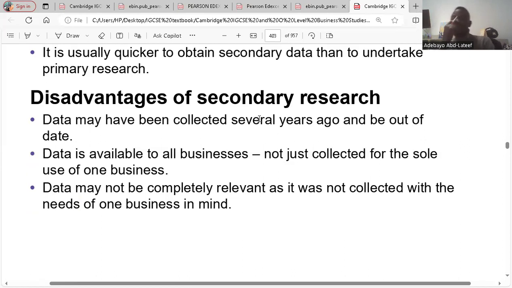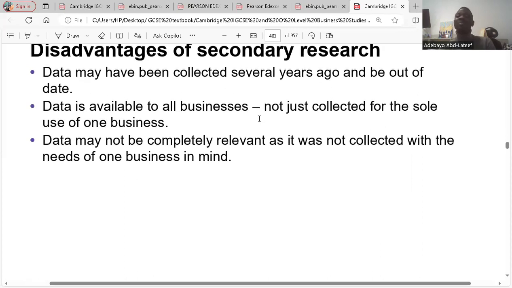Data may have been collected several years ago and be out of date. That's a problem, if it's not relevant to what is happening right now. Also, data is available to all businesses, not just collected for the sole use of one business. So the information you have access to, the same information that I will have access to. There's nothing different. It's not exclusive. That's the problem.